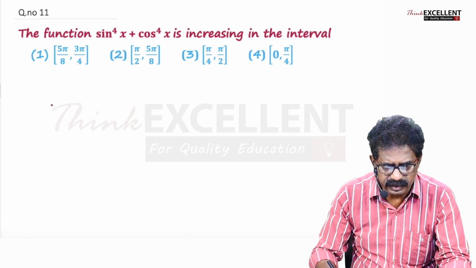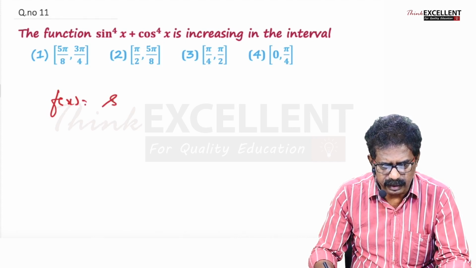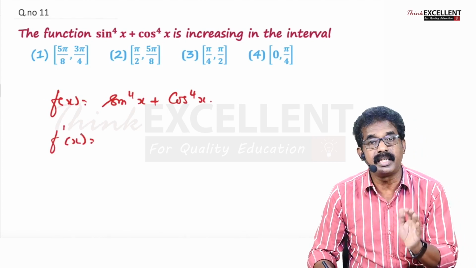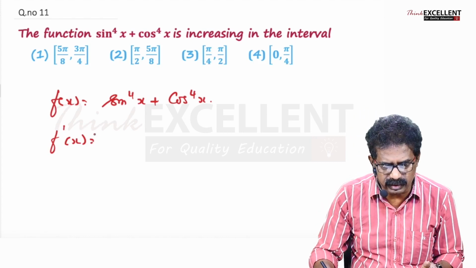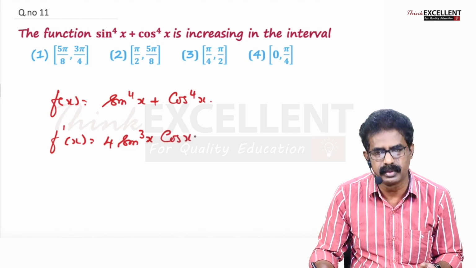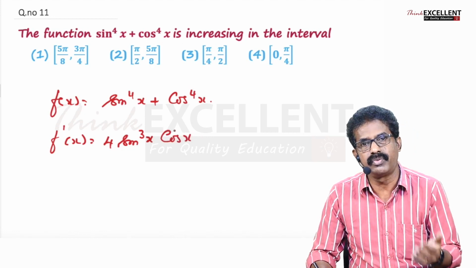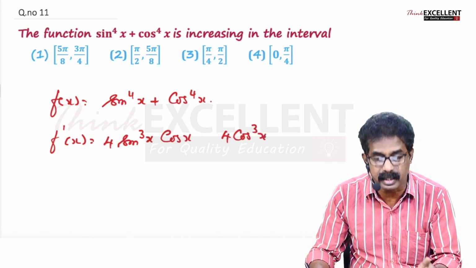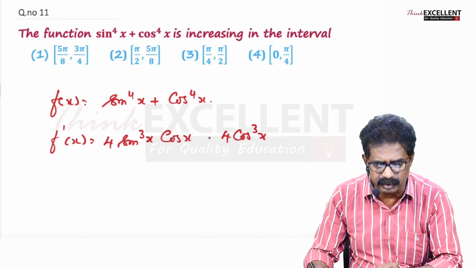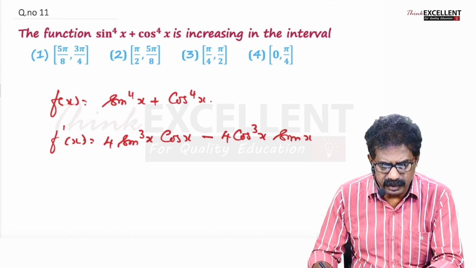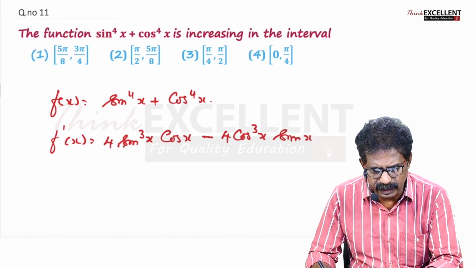So I'm taking the given function as f of x, sin raised to 4x plus cos raised to 4x. If we differentiate, f dash x: sin raised to 4x, x raised to 4 type, right? Sin raised to 4x derivative, 4 sin cube x into the sin x derivative cos x. Plus cos raised to 4x, again x raised to 4 type. Cos raised to 4x derivative, 4 cos cube x into that cos x derivative minus sin x. That minus I'm writing here, okay? Minus sin x.